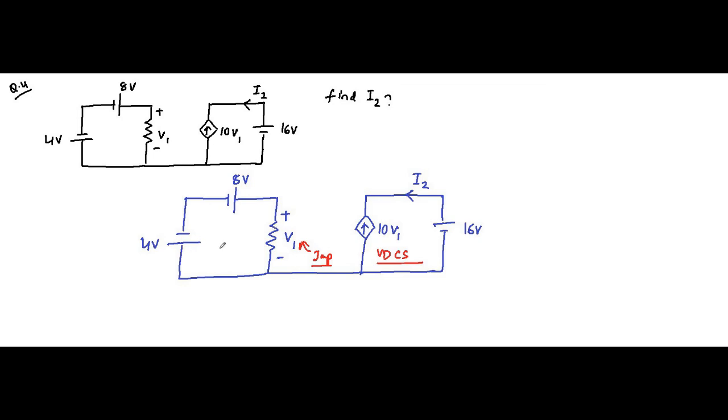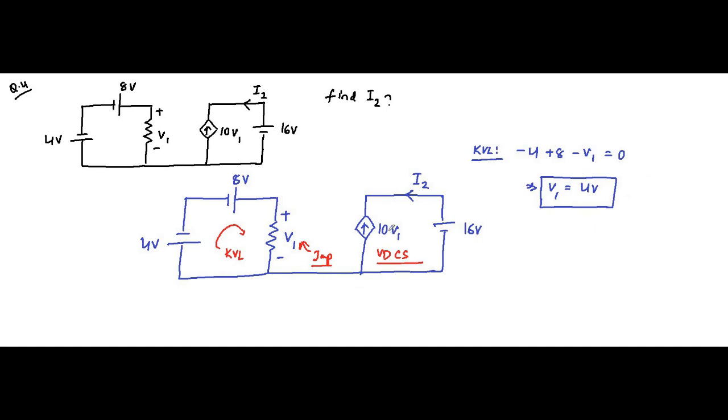Let us apply KVL in this left loop. When we write the KVL equation, I am using the second sign dominating method: minus 4 plus 8, minus for this 4 volt and plus 8 for this 8 volt, then minus V1 is equal to 0. That implies V1 is equal to 8 minus 4, which is equal to 4 volt. So see, we have got this voltage drop. So we have got V1.